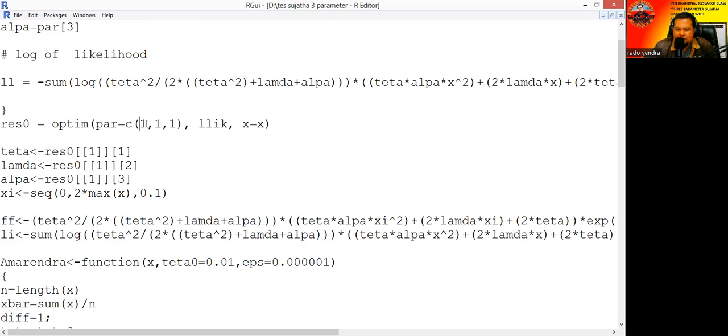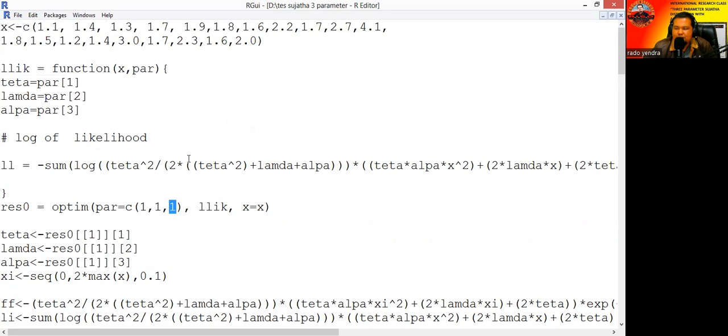Of course, you give some initial values. This is the initial value for theta. This is the initial value for lambda. And this one is the initial value for alpha. It's very simple. Okay, let's run our program.